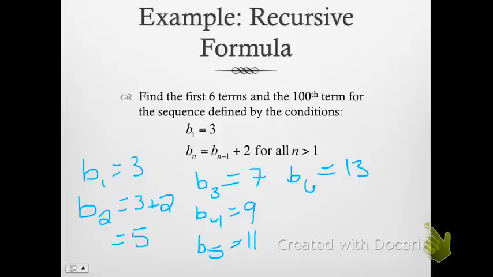To get the 100th term, though, I would need to know what b sub 99 is in order to get the 100th term. Luckily, this is a pattern that we could figure out with an explicit formula, but if all I had was the recursive formula, I would have to go through all 100 terms, which I'm not going to do right now. This is just a quick demonstration.